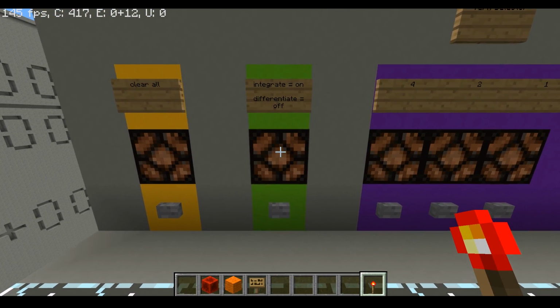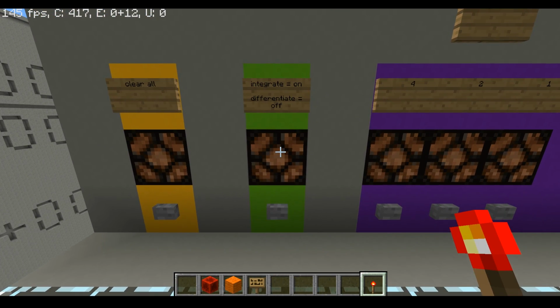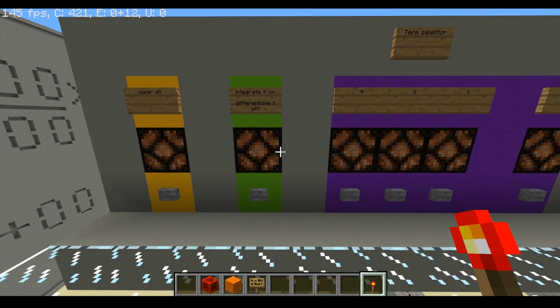The next button is the integrate or differentiate button. If it's on, it would be integrating. And if it's off, it would be differentiating. Right now it's off, so it's differentiating.